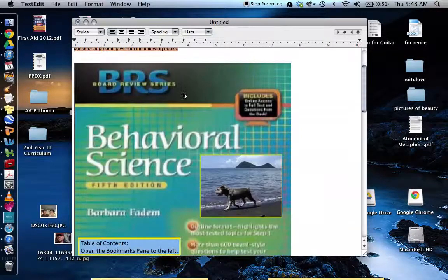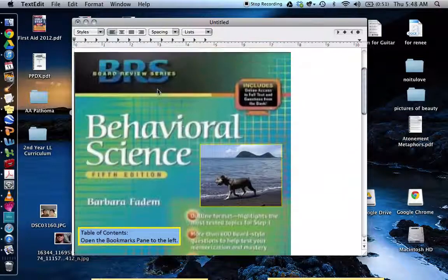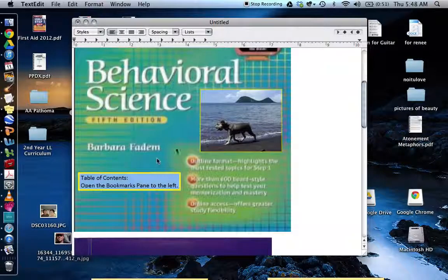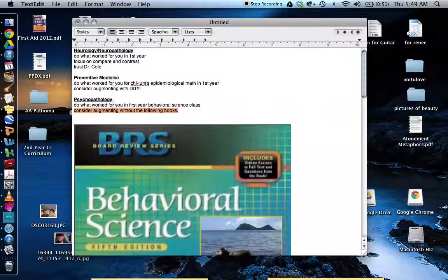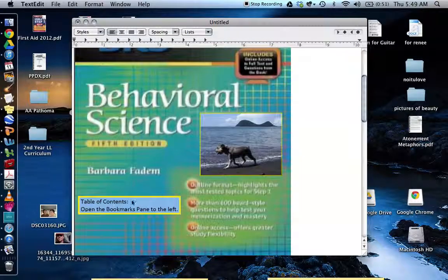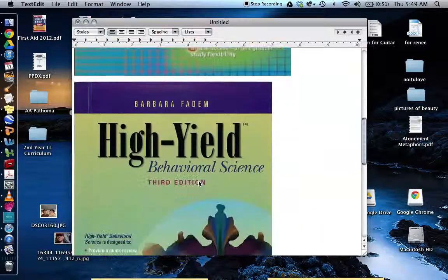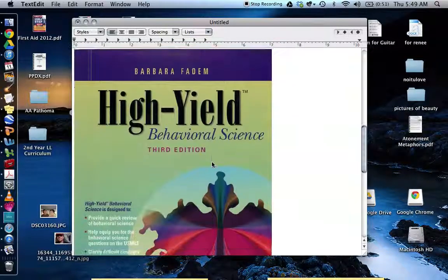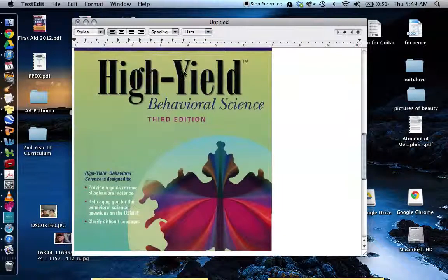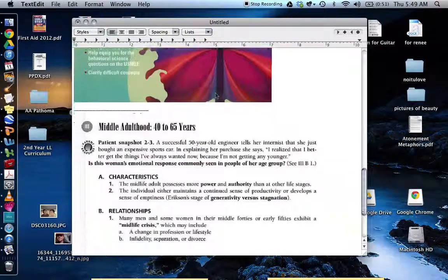So I'd say do what works for you in the behavior science class, and consider augmenting with the following books. The reason for these is they're questions. The BRS Behavioral Science, this Fadem name, if Fadem is part of it, it's probably a good source for psychopathology. This has really good questions at the end of the chapter. If you're just going to get one book, I'd get that book. Another one you could consider if you already have it, or if you want another book, is High Yield Behavioral Science. The questions are not all at the end of the chapter, but they have this cool icon and patient snapshot. So if you're using a PDF, you can just search patient snapshot and it'll take you to these vignettes.